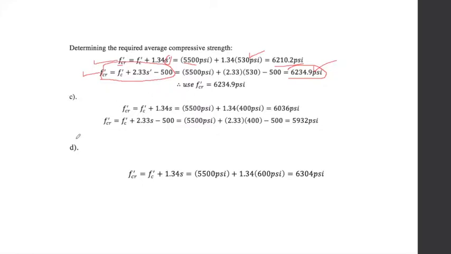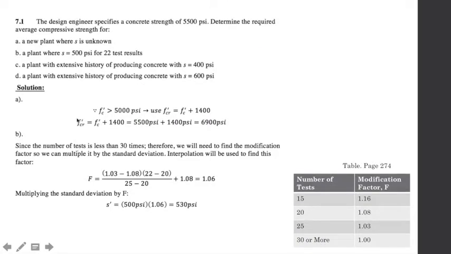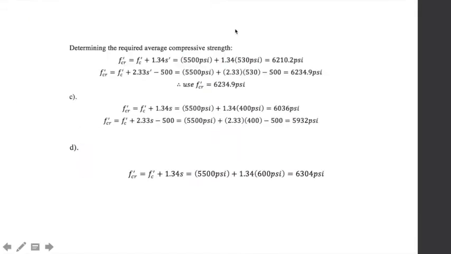In part C and part D, the question says a plant with extensive history of producing concrete with S equals 400 psi. So all we will need to do is use S as 400 and S as 600 psi, and we will determine the required average compressive strength using these following equations, and you can practice that by yourself.